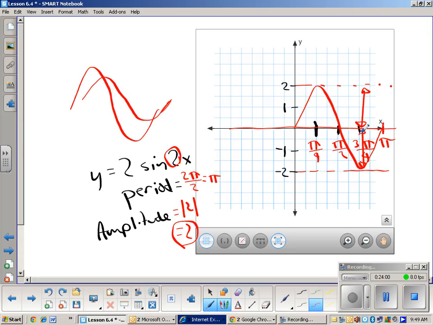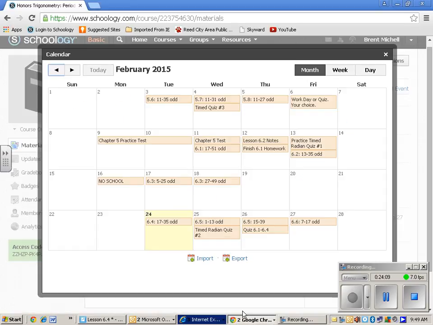You have your assignment. Pull that back up so you can see it. We're going to do 1735 odds.